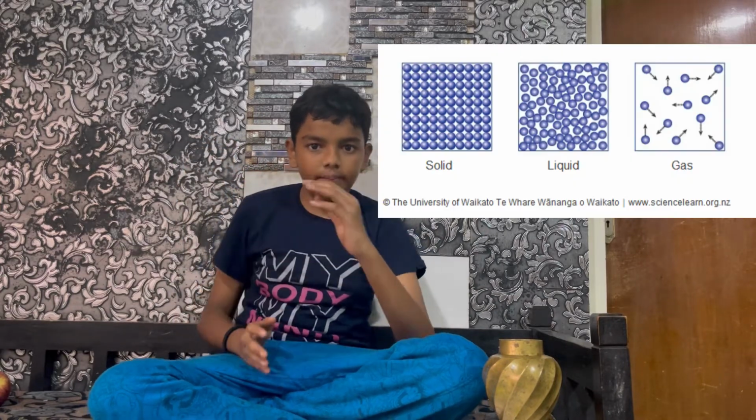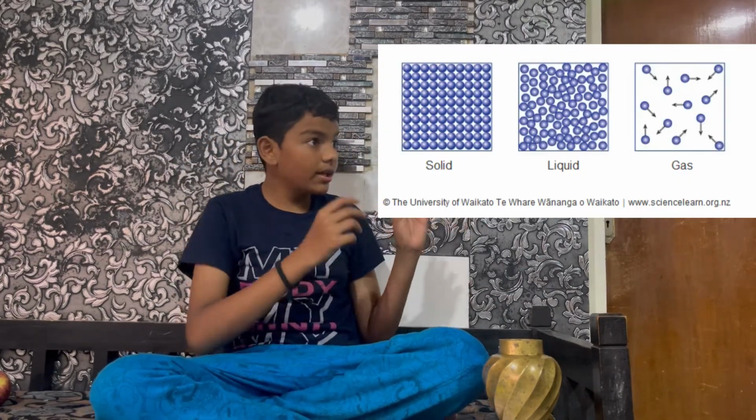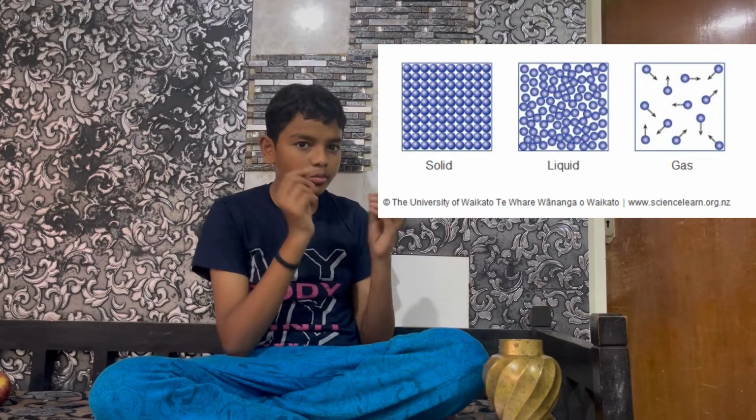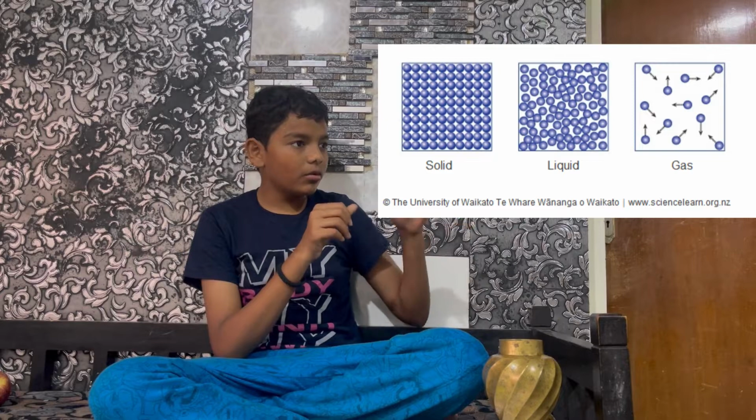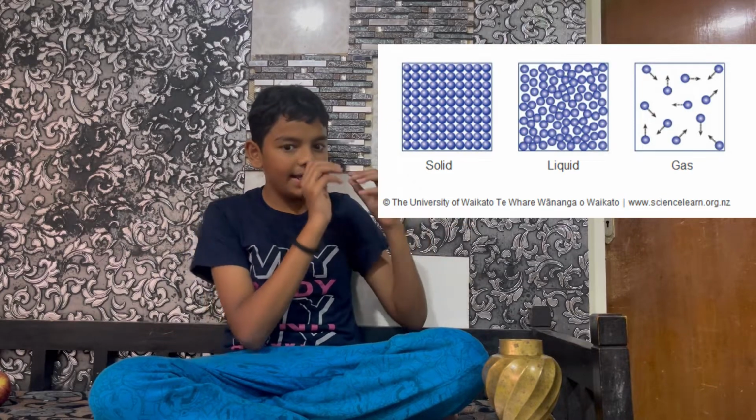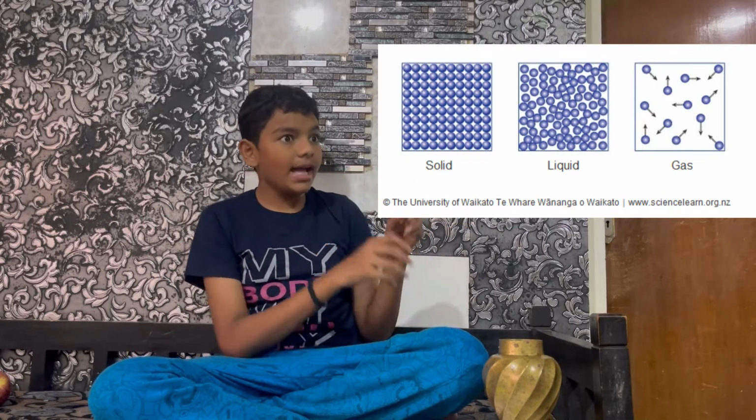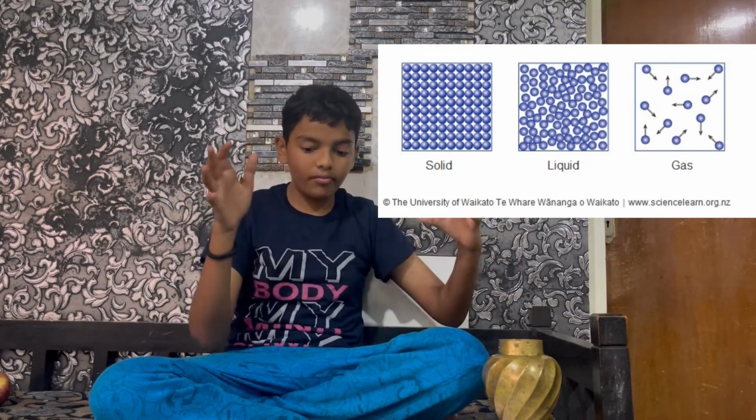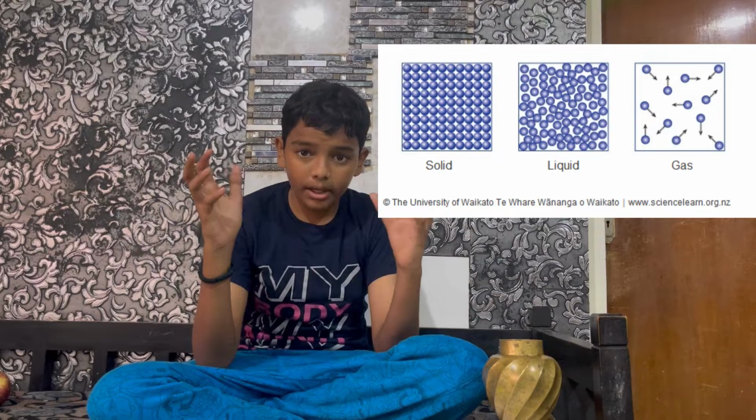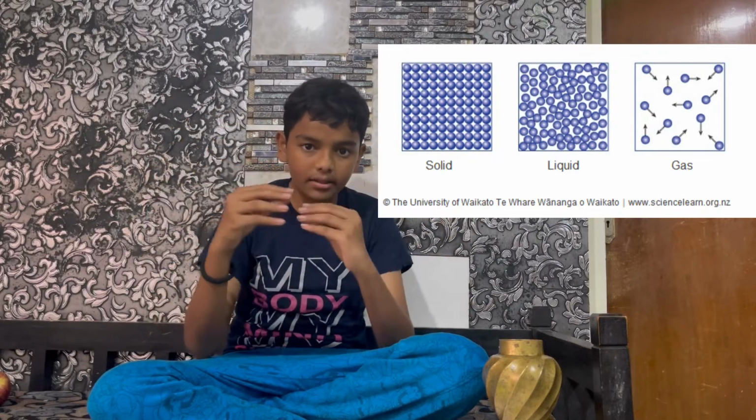You can see the picture over here, where the solid particles are very tightly packed to each other, with really little space between them. Next is water, where the particles move a little freely and have a little bit of space, and gas is totally free, where the particles move faster and have more space. So that's why we can compress them into a more tight space, like pressing them.